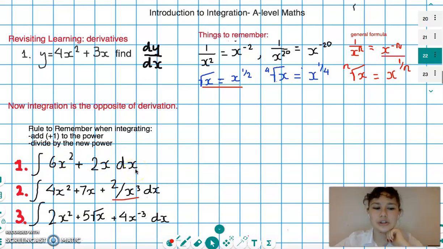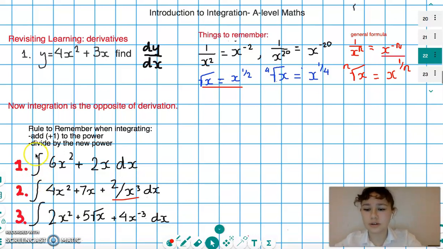Now what does dx actually mean? Dx shows us that we have to integrate the given equation with respect to x. This might be, well, depends on the coefficient. So this might be written in a different form. For example, 6y squared plus 2y dy. So that's what dx means.